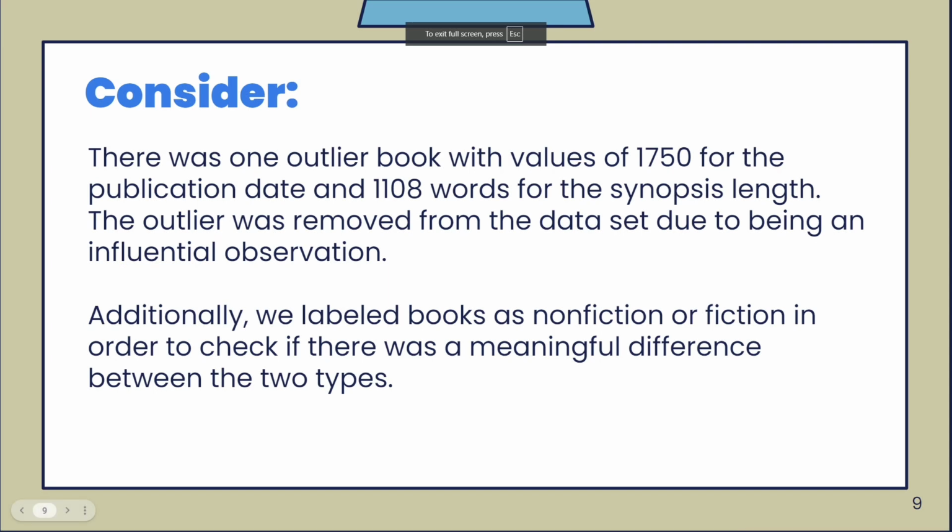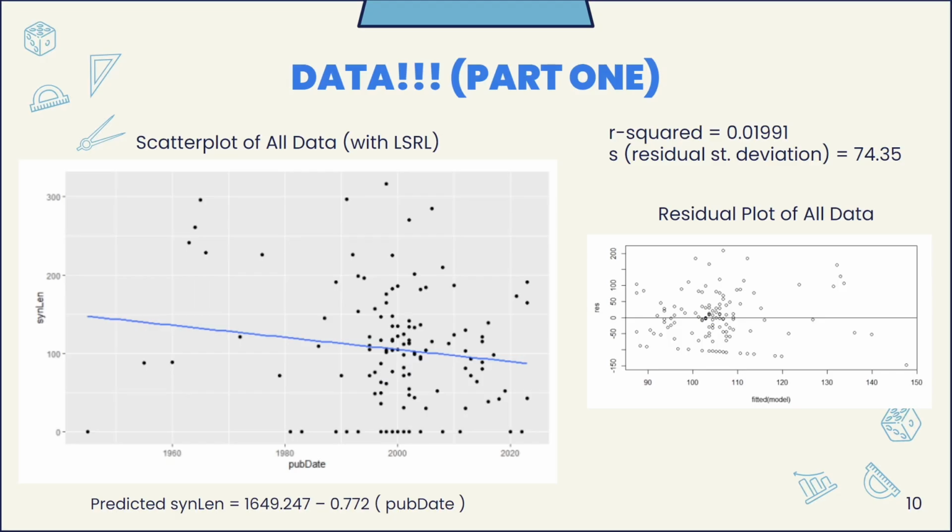Some things to consider is that we found one outlier in our data collection, which was a book published in 1750 with a synopsis length of 1,108 words. This book was removed since it was an influential observation that could skew our results. And then we also labeled if the books were nonfiction or fiction to see if there were any patterns between the two types. This is the scatter plot for all data.